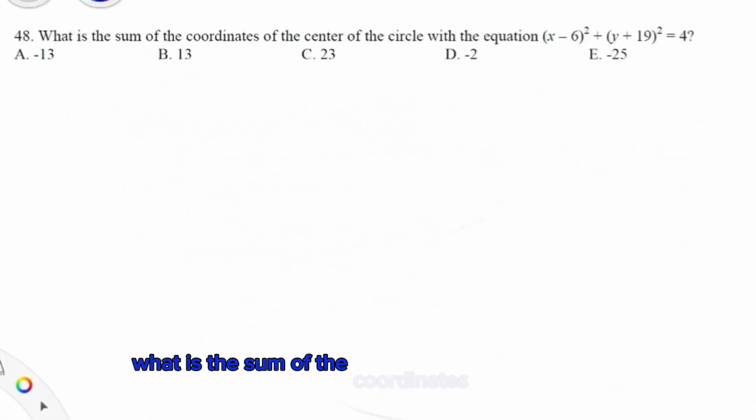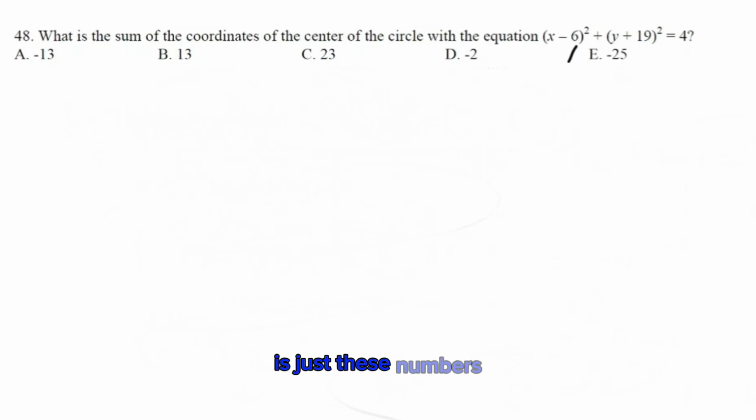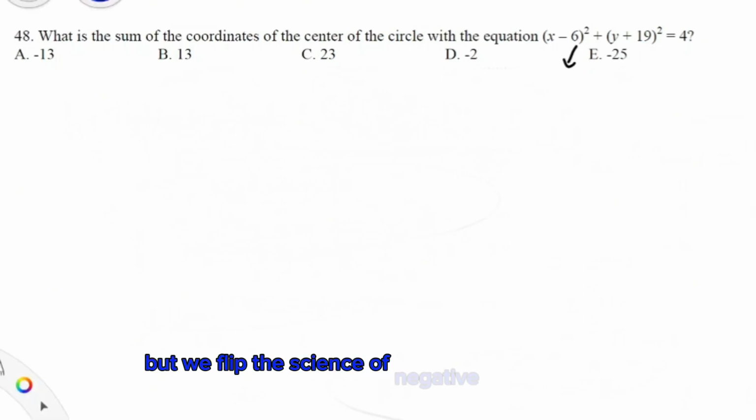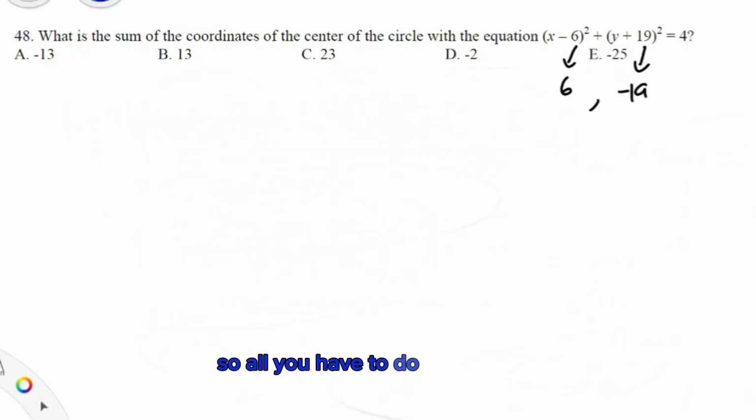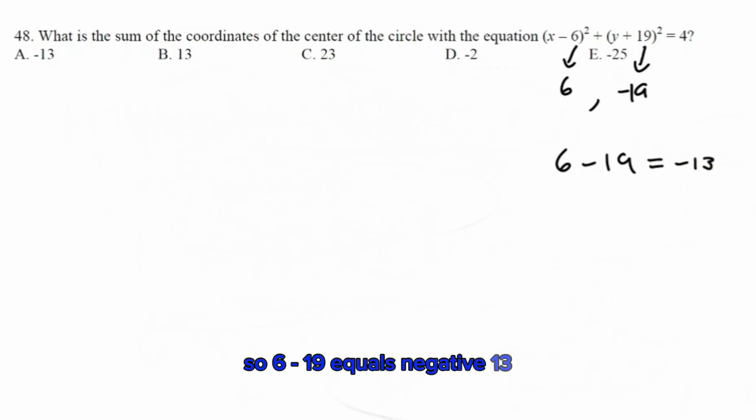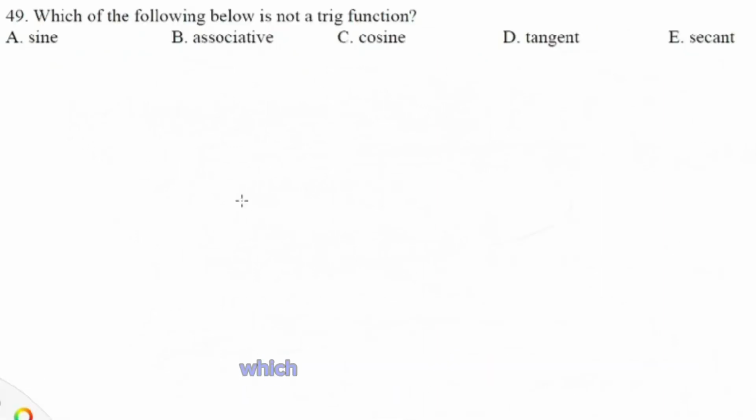Next, what is the sum of the coordinates of the center of the circle with the equation x minus 6 squared plus y plus 19 squared equals 4? Alright, so this is actually very simple, even though it might seem hard, because the coordinates of the center of the circle are just these numbers, but we flip the sign. So negative 6 becomes 6, and positive 19 becomes negative 19. So these are the coordinates. So all we have to do is add them. So 6 minus 19 equals negative 13. And that's your answer.